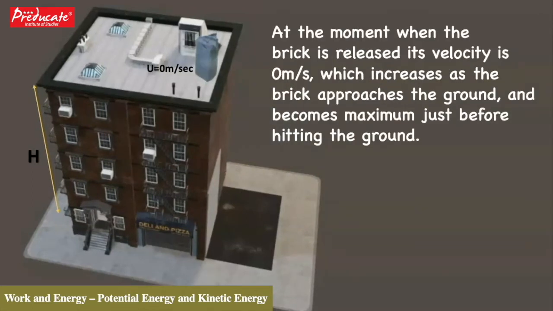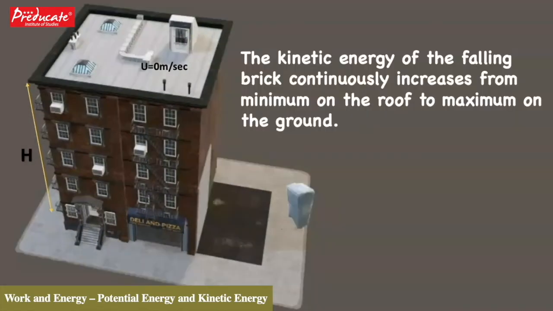At the moment when the brick is released, its velocity is 0 meter per second, which increases as the brick approaches the ground and becomes maximum just before hitting the ground. The kinetic energy of the falling brick continuously increases from minimum on the roof to maximum on the ground.